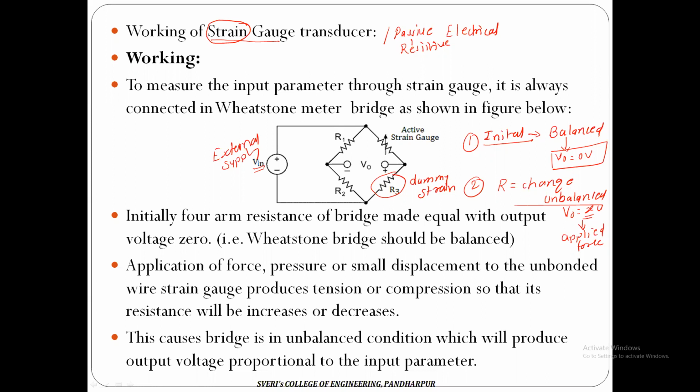Now you can try to read it. To measure the input parameter, that means force, pressure, weight, a strain gauge is always connected in a Wheatstone meter bridge as shown in the figure. Initially, the 4 arms of the bridge are made equal with output voltage 0. It means that the Wheatstone meter bridge should be balanced. Application of a force, pressure, or small displacement to the unbonded wire strain gauge produces tension or compression, so that its resistance will increase or decrease. This causes the bridge to be in an unbalanced condition, which will produce an output voltage proportional to that input parameter.